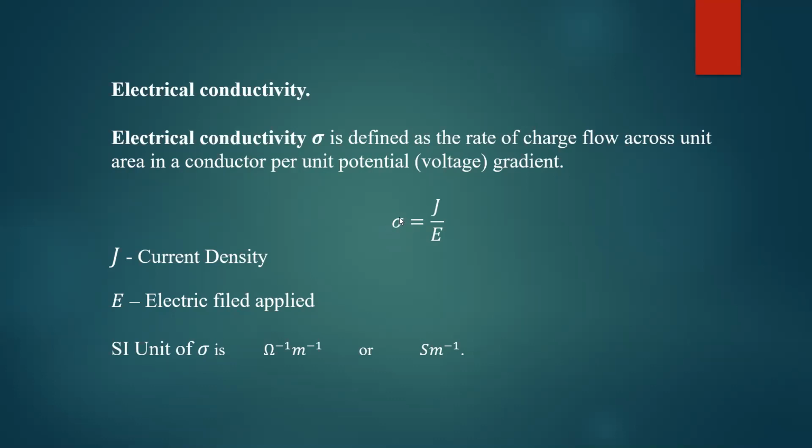It is constant for a material, for an element it is constant. Okay, you remember this. So this is the equation, sigma equal to J divided by E, or you can write J is equal to sigma into E.